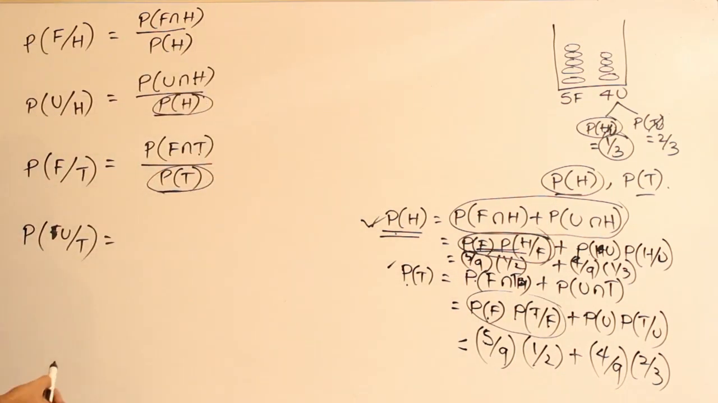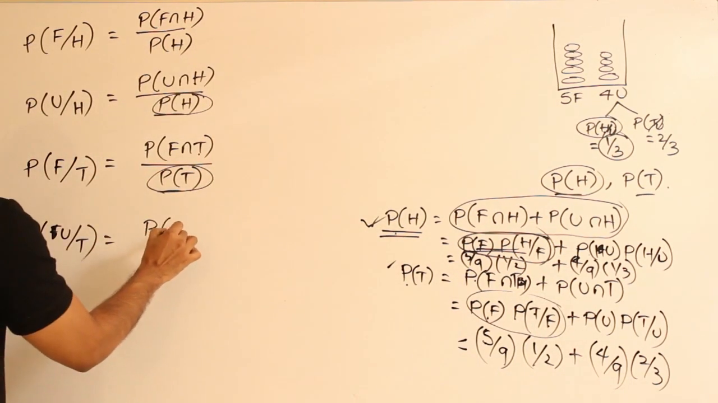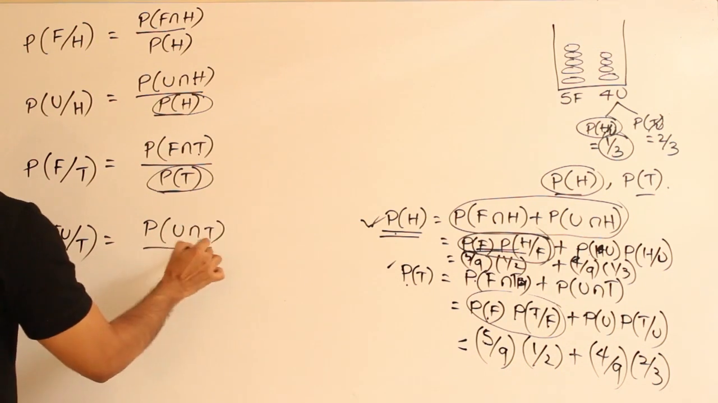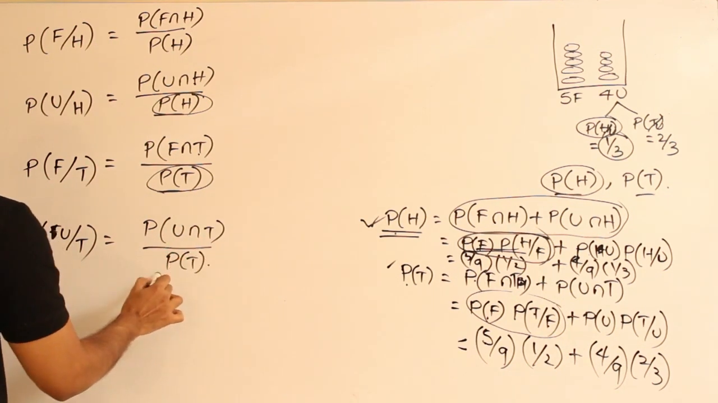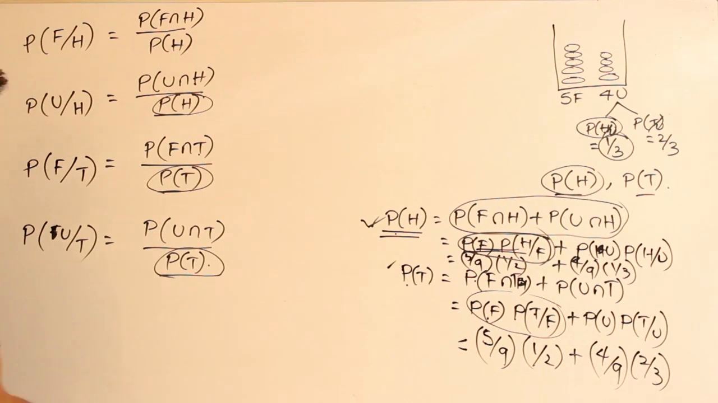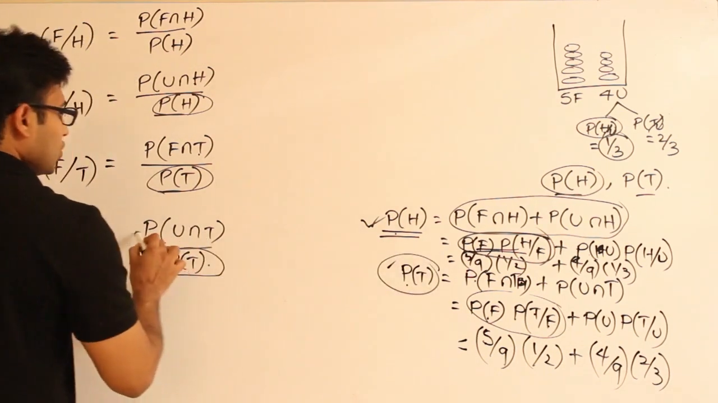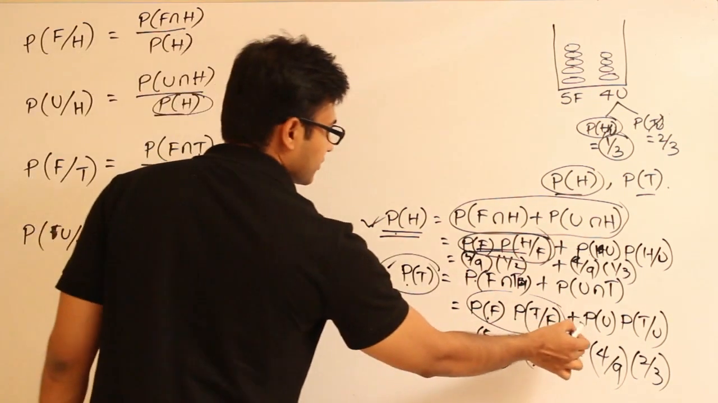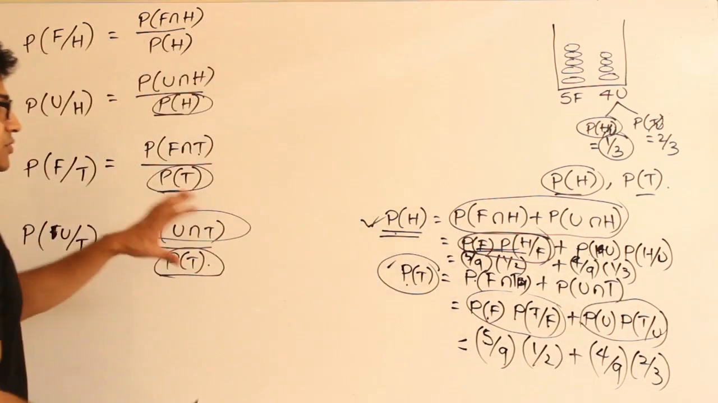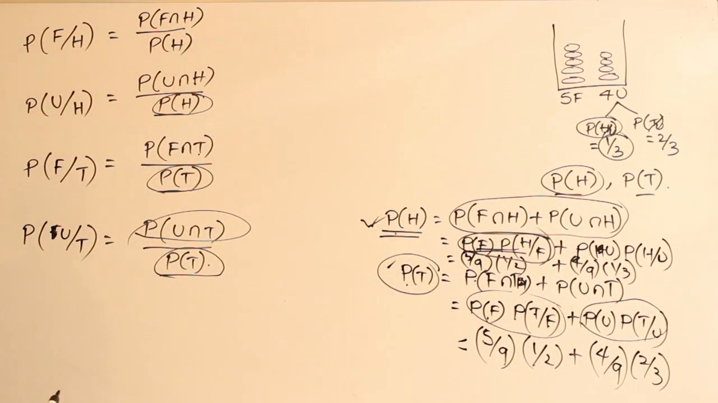What about this? Again the same way, P of U intersection T divided by P of T, and we know that P of T is nothing but the total probability which we have evaluated here, and U intersection T is nothing but this factor. Got it? You can substitute those factors here and you can get these reverse probabilities. In exam they might ask you only one of them, and this can be evaluated using Bayes theorem like this. Okay.